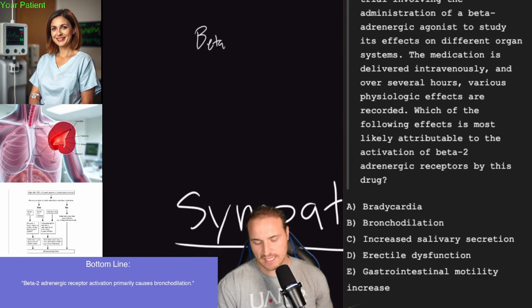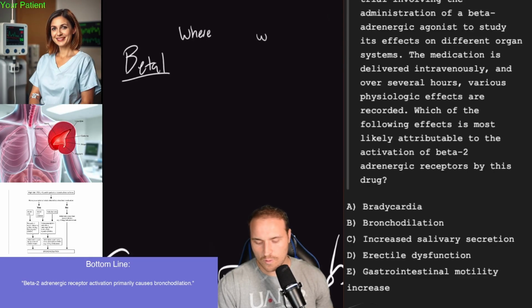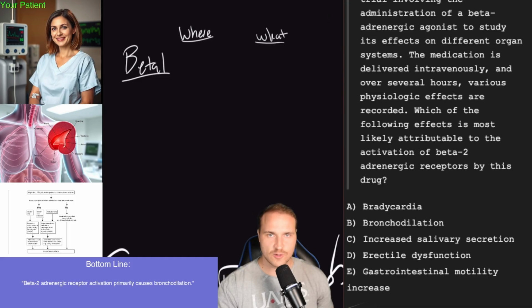Promise this won't take a lot of time. This is high yield for step one. For these beta receptors, you need to know two things. One, where? Where is it located? And two, what does it do? So answer along at home with your popcorn. Hopefully you guys are treating yourselves.